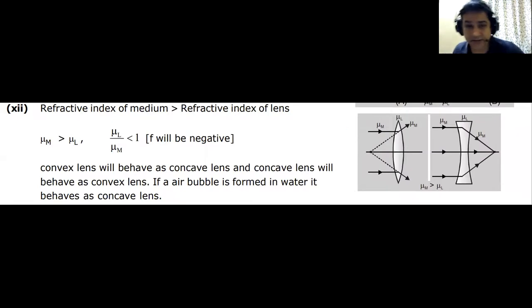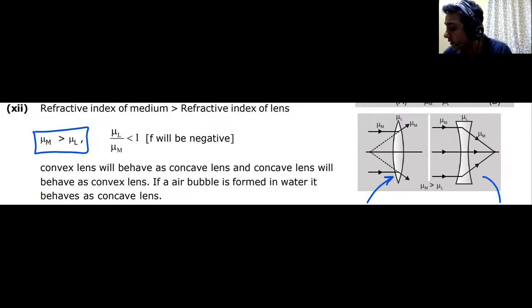Well, now the obvious question is, what will happen if the refractive index of the medium is more than the refractive index of the lens? The answer to which I have already given to you. If I place the lens in a medium where the refractive index of the medium is more than the refractive index of the lens, this will happen. Can anyone tell me what is happening here? I have marked with arrows. Look at the arrow, look at the diagram. What is happening here?